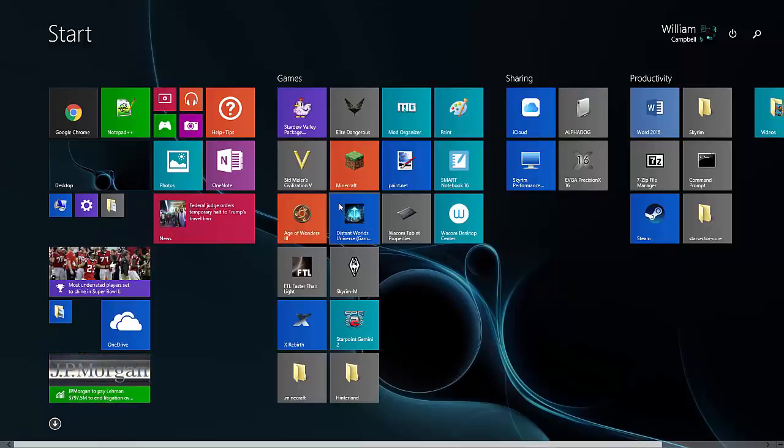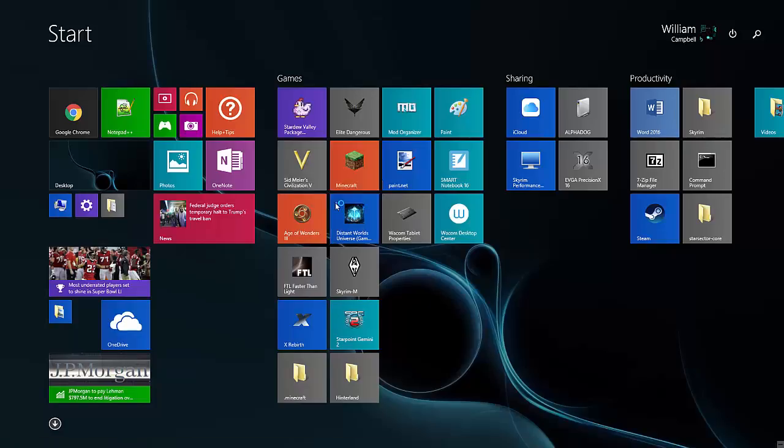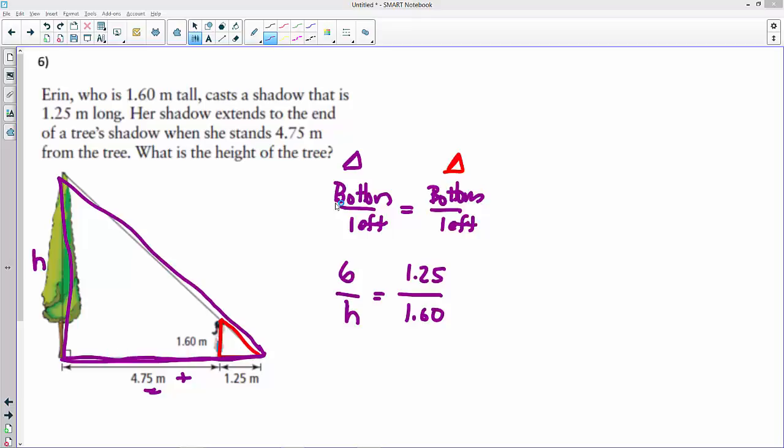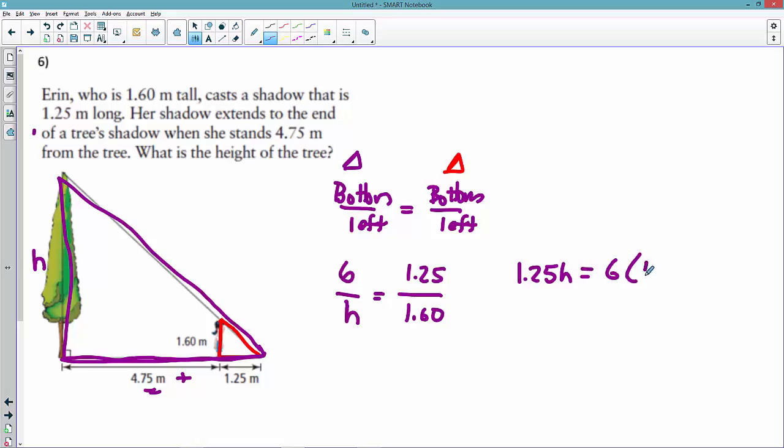Which I know I put somewhere over here. Okay, so I'll leave this one to you guys. I think you can check this pretty easily. So it's going to be 1.25h equals 6 times 1.60. That's not too hard. We can do it anyway. Right? This is if you didn't have a calculator. 9.60.